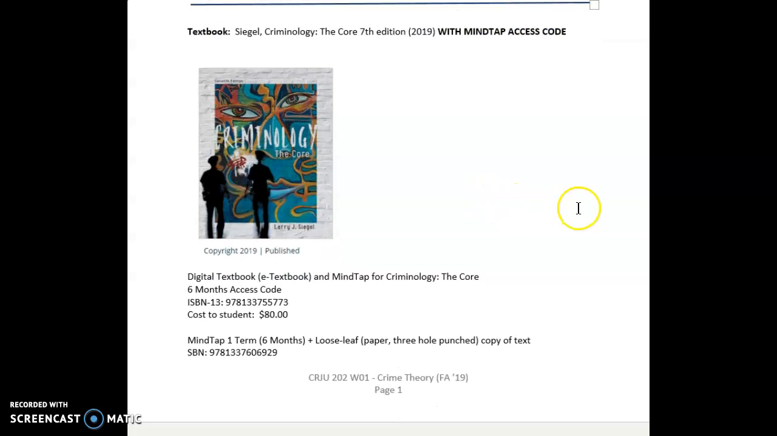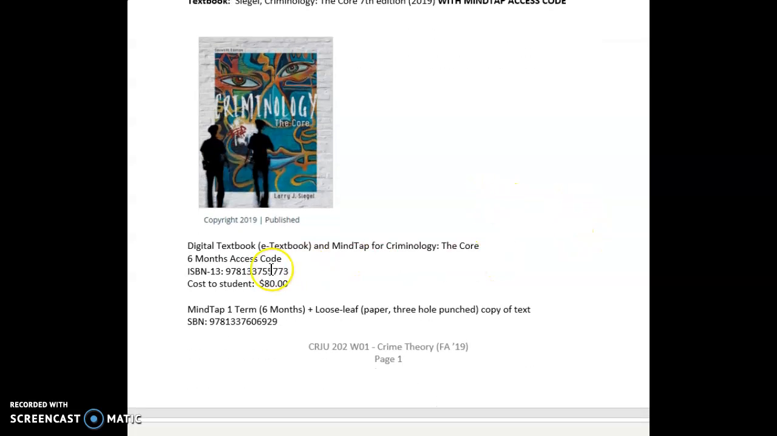So you have two basic options. One is totally digital, so that your textbook is only available online. You would not have a paper copy. For that option, you would use the ISBN number shown here, ending in 5773.